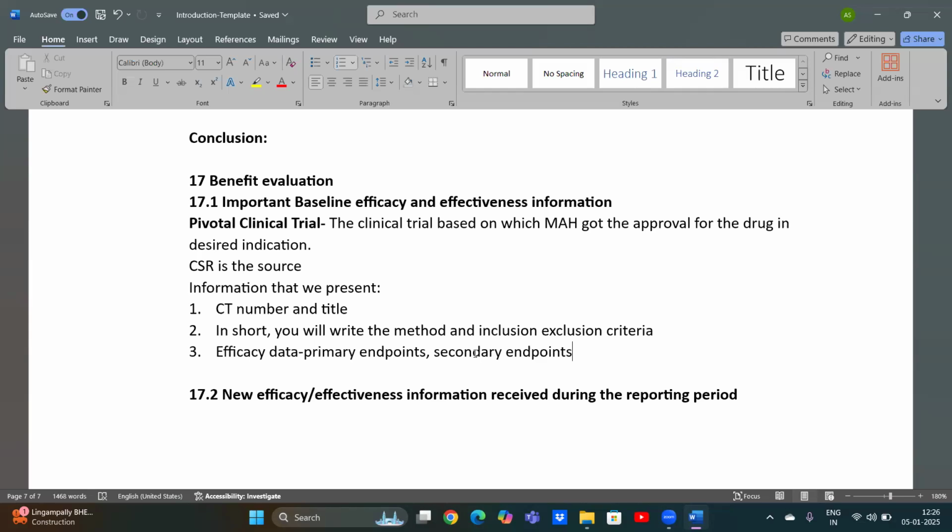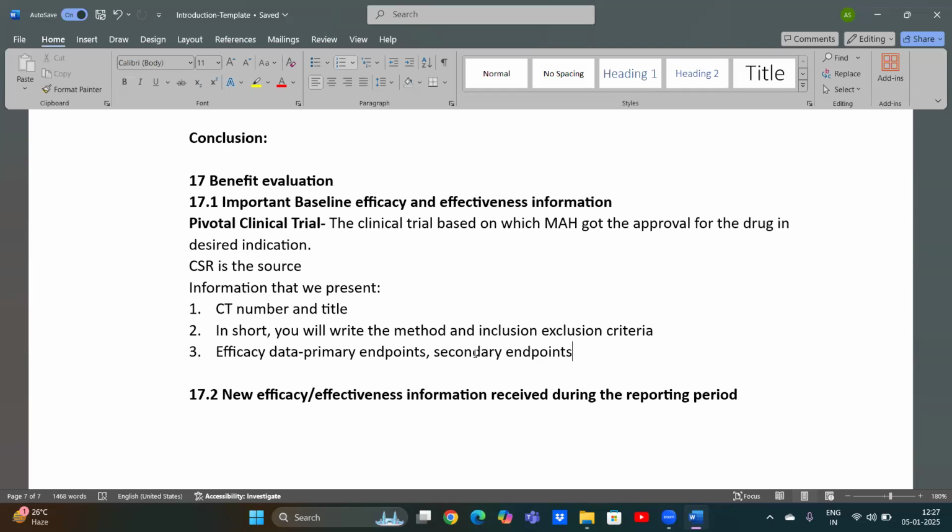Now, let's come to 17.2. What is the new efficacy or effectiveness information? Suppose your drug was approved for NSCLC in a certain region like the European region. Now you are conducting the same clinical trials in Japanese patients, or Latin American patients, or US patients, for the same indication. Whatever data you have to present is for the approved indication. Some other indication may also have been approved, but let's take the example of the same indication right now, so as not to confuse you.